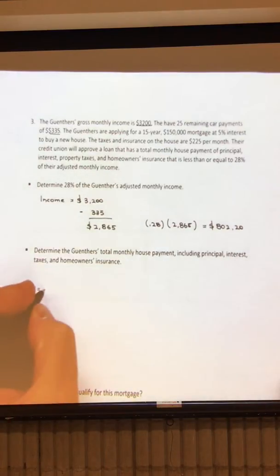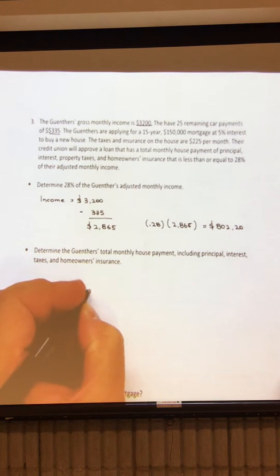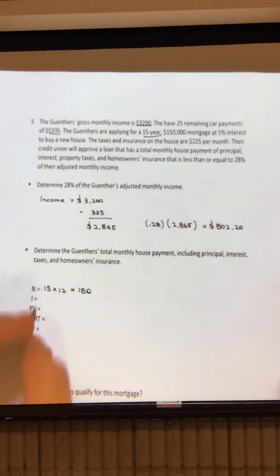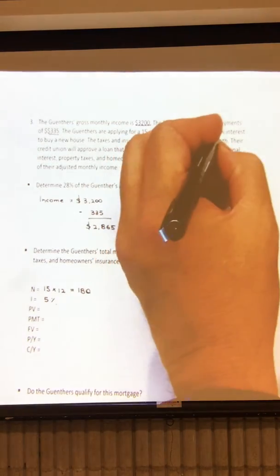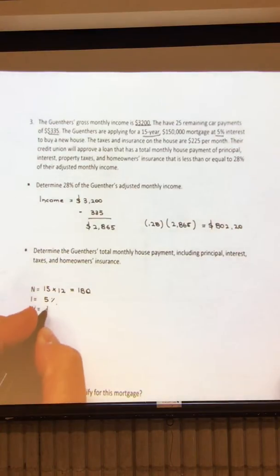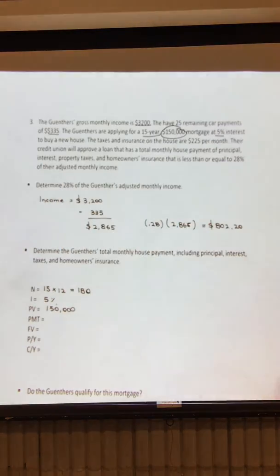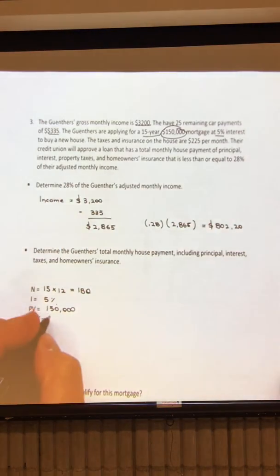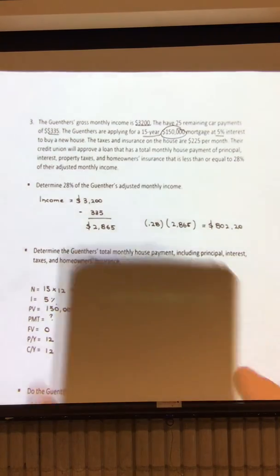So we have N is 15 times 12, which is 180, because it's for 15 years. The interest rate is 5%. Then we know the present value of the house will be 150,000 because the mortgage is 150,000. The payment is going to be the unknown. Future value will be 0, of course. And then we have 12 and 12 for P/Y and C/Y. We're going to use again the graphing calculator.